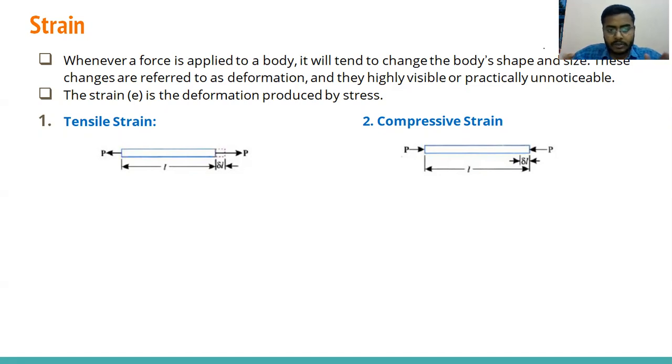When you apply a pushing force on the bar, you will see the length of the bar decrease and the diameter of the bar increase. That is also called deformation. High deformation can be seen in the case of rubber. When you apply a pulling force on rubber, it will show a large deformation.